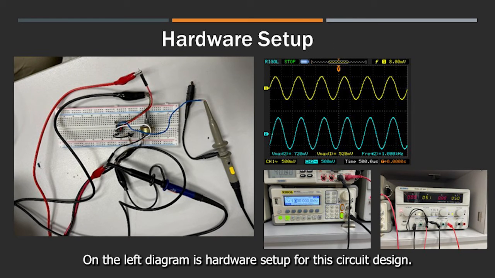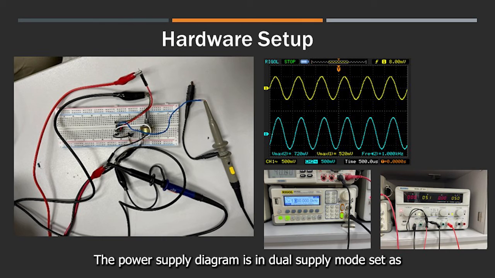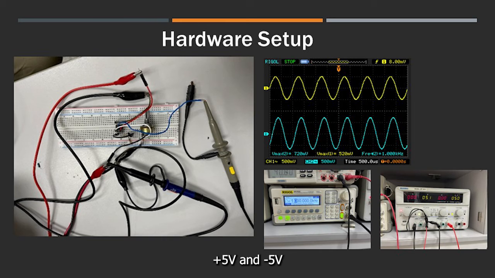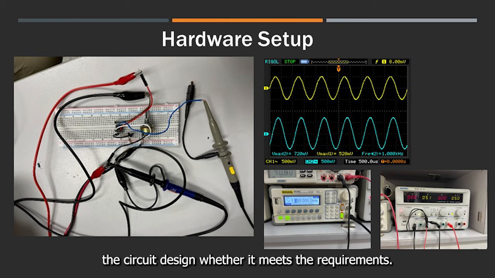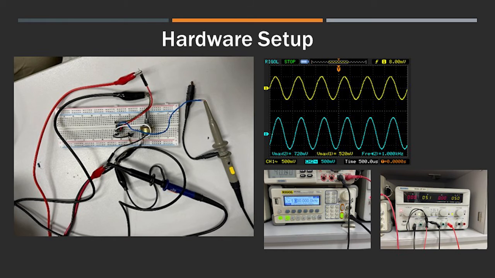On the left diagram is the hardware setup for this circuit design. The power supply is in dual supply mode, set as plus 5 volt and negative 5 volt, and is used to power the op amp. The signal generator is used to form the signal input for diagnosing whether the circuit design meets the requirements. When the signal generator is set at an amplitude of 1 V peak at 1 kHz frequency, the wave is captured on the oscilloscope.